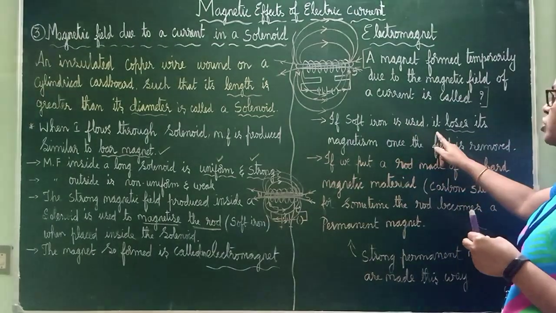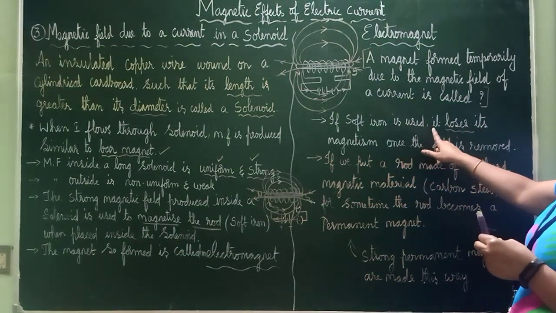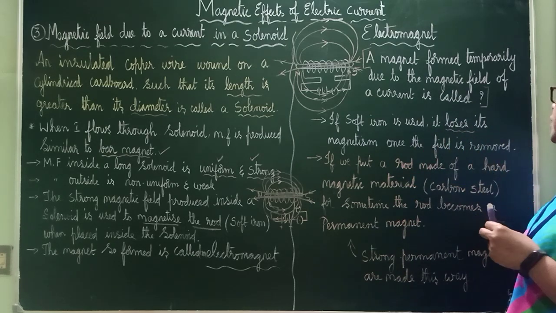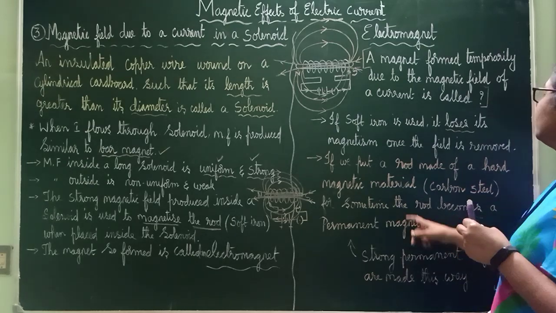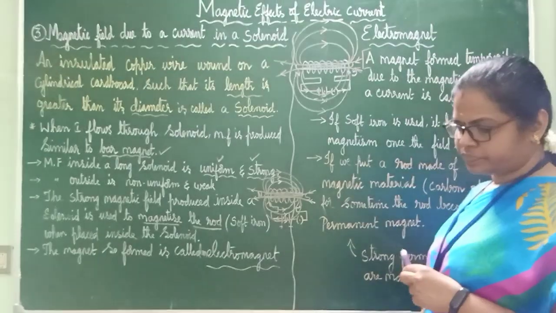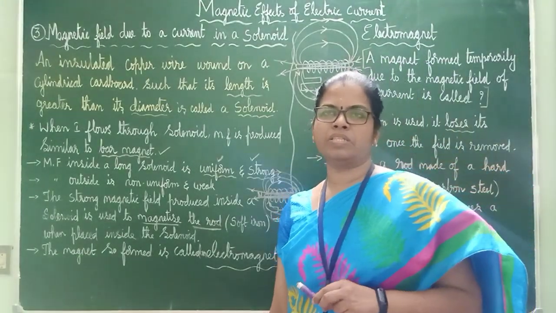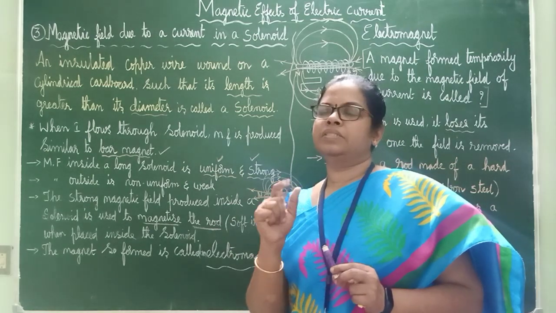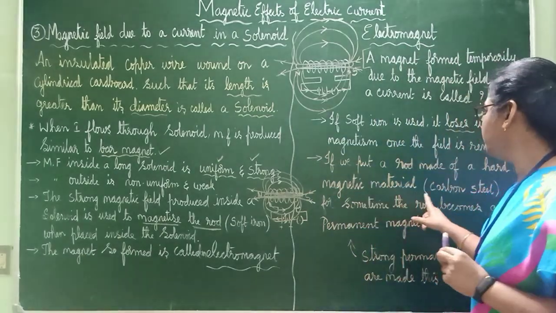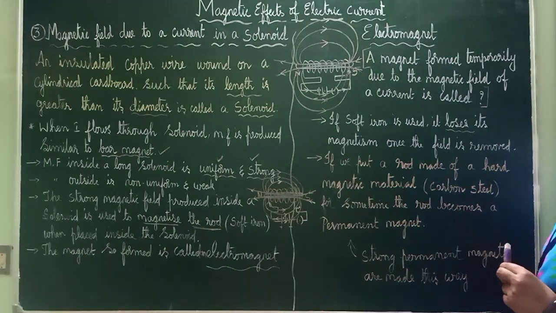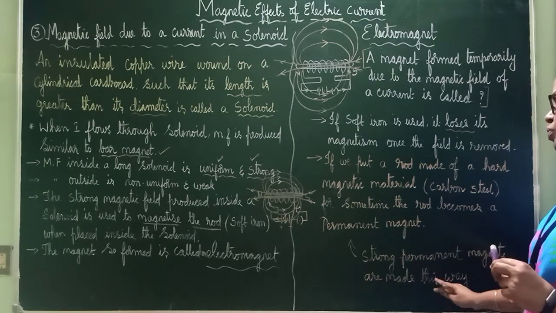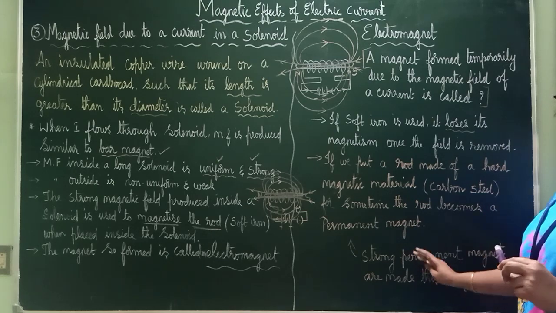If soft iron is used, it loses its magnetism once the field is removed. If current is not allowed, then it will not work like a magnet. If you put a rod made of a hard magnetic material, we have studied permanent magnets. Some of the permanent magnet examples I have told: carbon steel, tungsten steel, alnico and all. Alnico is very strong. But if you put, for example, carbon steel here, what happens? The rod will become a permanent magnet. So usually strong permanent magnets are made in this way.